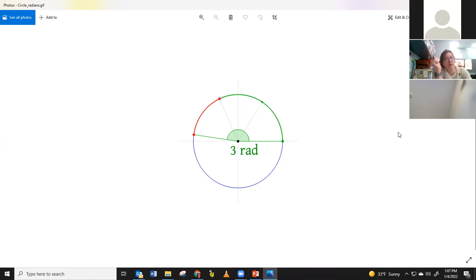Again, notice I can fit 3 full radians and then just a little bit more. That's pi. So all along the top half of the circle is pi radians. Then when I go along the bottom of the circle, that's the same size as the top of the circle, and so that would be 2 pi radians to go all the way around the circle.